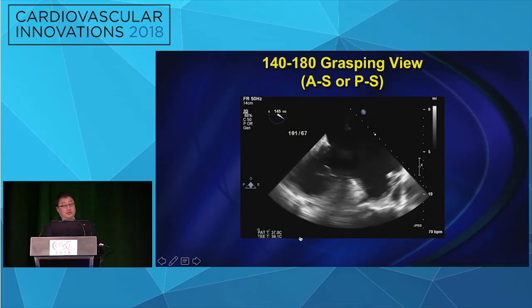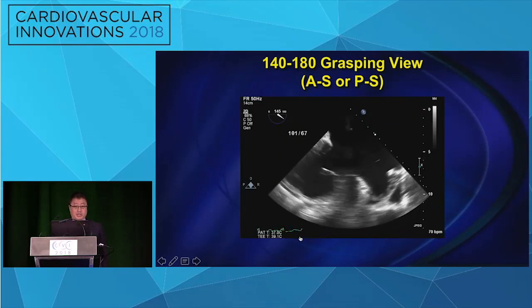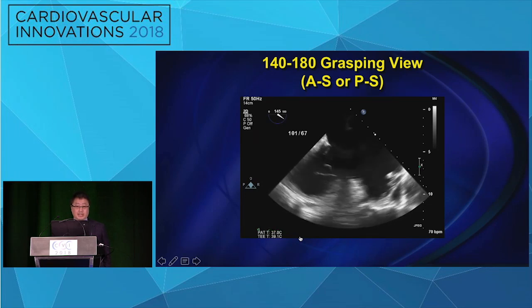So then if you just go to your orthogonal view, that's our grasping view, usually somewhere between 140 and 180. And this is what you would use to focus in on your grasp. If you don't go from the X-plane to the grasping view, you could be seeing anterior and septal or posterior and septal. Sometimes it can be a little bit confusing.